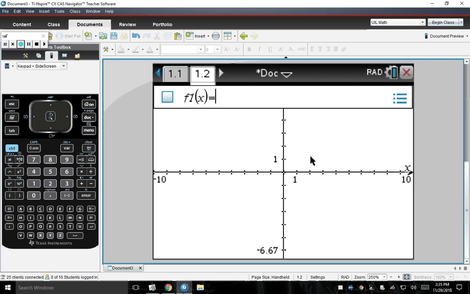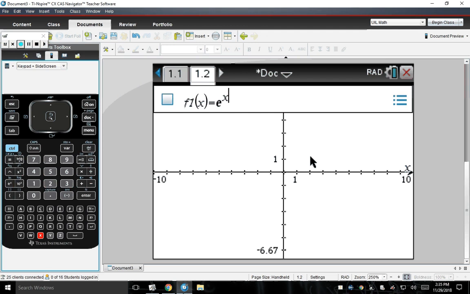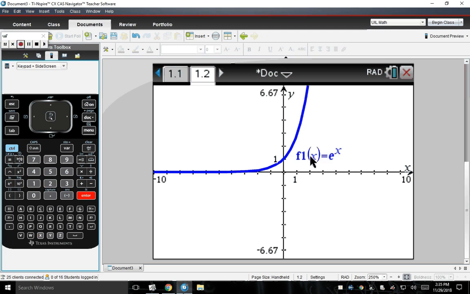I'm going to put e to the x. And now there's my function, okay? Now if I asked you guys, what is the value when x is 0, what would you say? 1. And if I asked you, what is the value when x is 1, what would you say? Not 2. It's close. But my point is, how do you find that value?